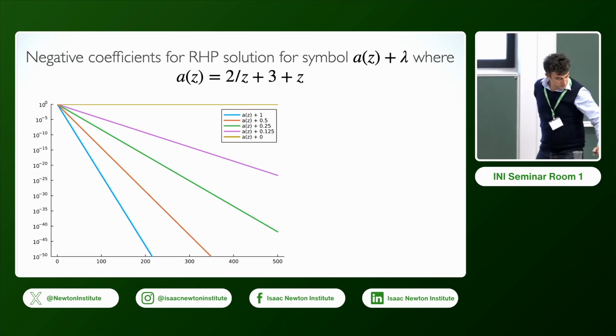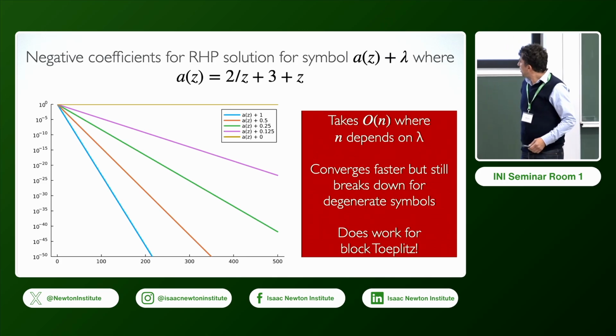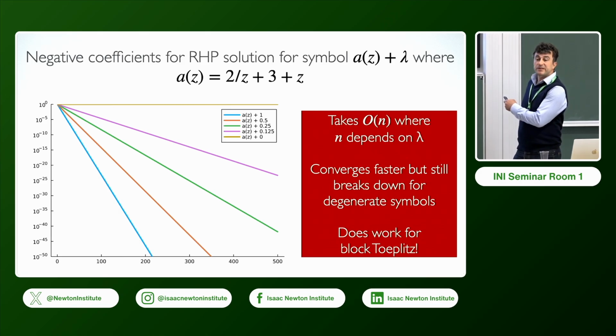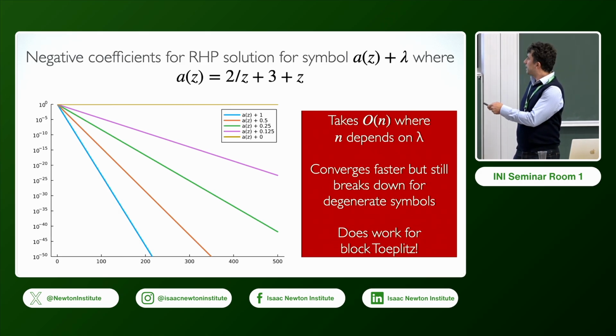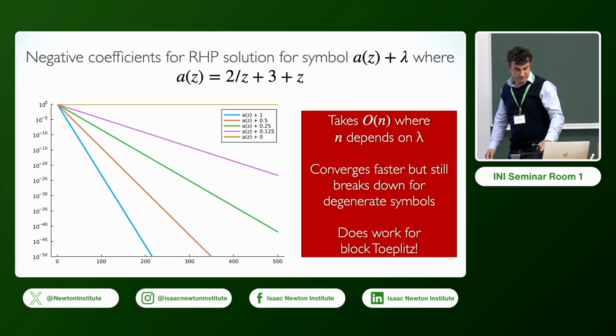Okay. So this almost is as bad as the exact formula. It's slightly better because it's now O of n instead of n log n. I think these convergence rates are faster. So here we get 16 digits, where before I don't think we quite got 16 digits. And it works with block operators, but it still breaks down in the degenerate setting.